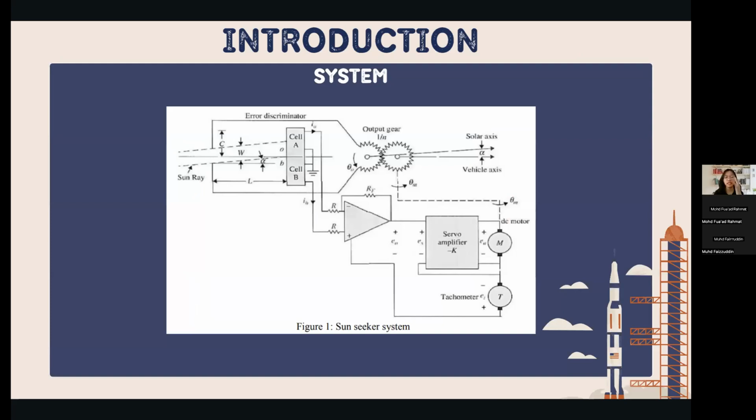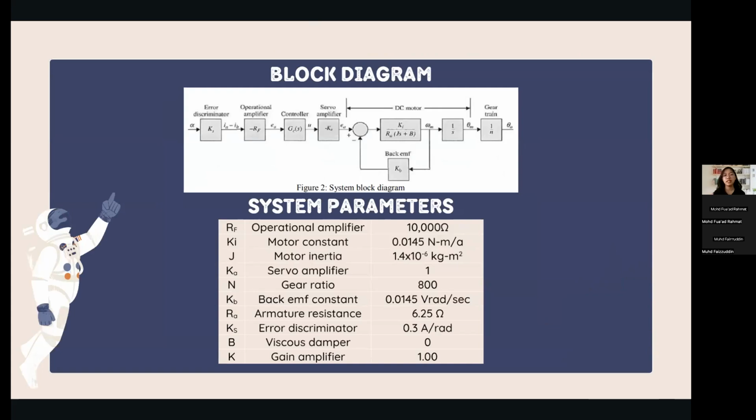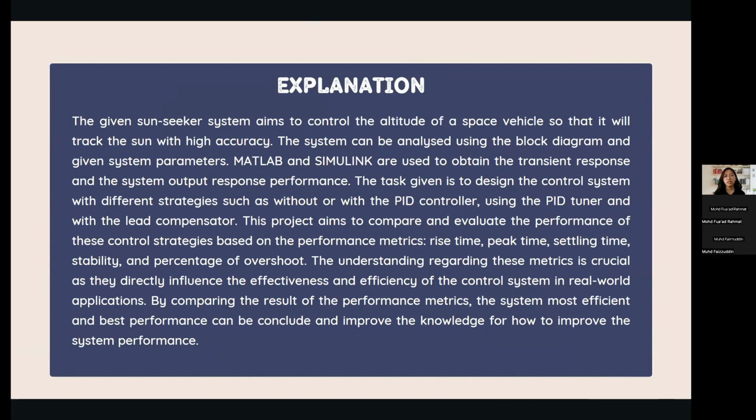Okay, proceed. So our assignment question is B3. This is the given system. It is a Sunseeker system, and this is the given block diagram and our system parameters. The Sunseeker system aims to control the altitude of a space vehicle so that it will track the sun with high accuracy. We are going to analyze the system in time domain and frequency domain and figure out the most optimal controller or compensator to optimize the system response.